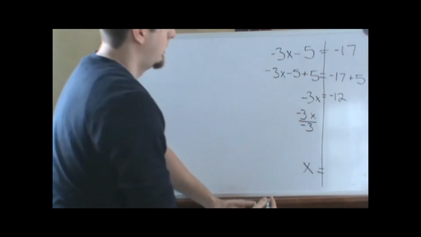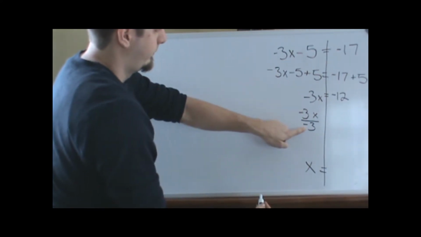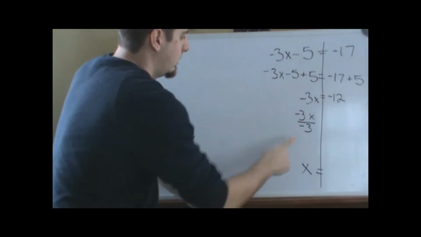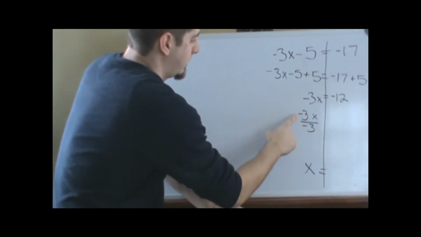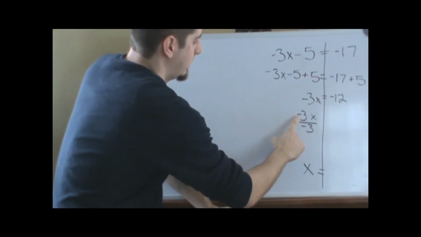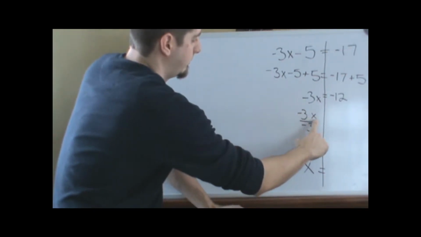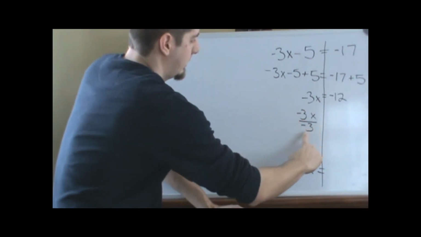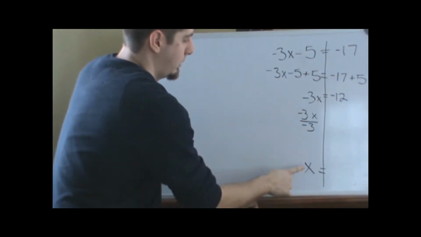Very important that you keep the negative, because we want to get rid of the negative 3. And so if you do negative 3 times a number, divided by negative 3, the two negatives cancel out and we end up with a positive x.